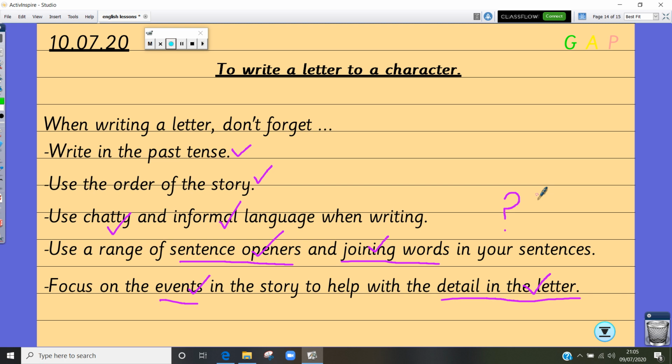So have a good go at writing a letter to Floyd. Send it through to me so I can see your letter writing and have a look to see if you have used all of those writing features.